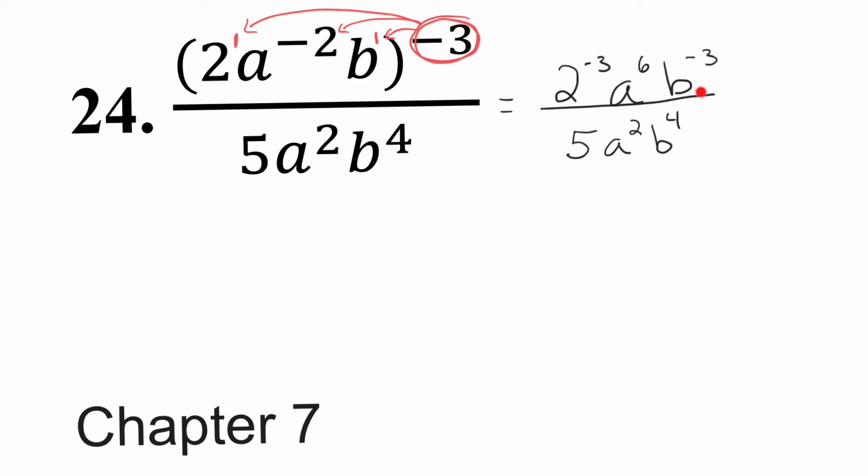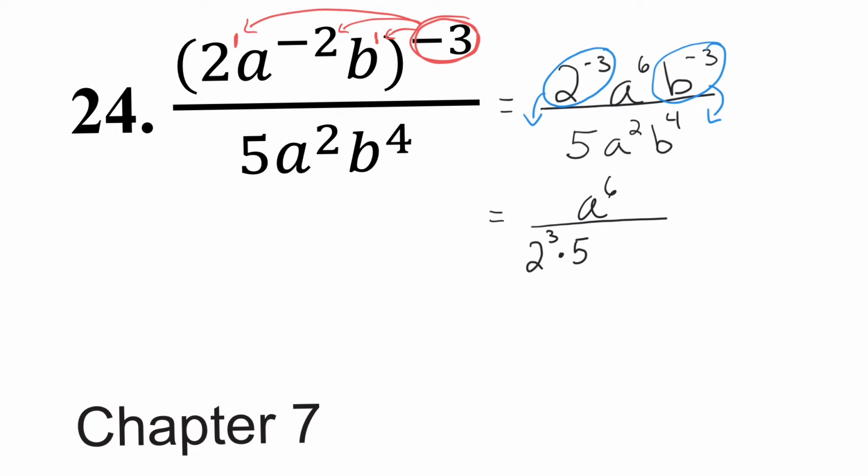We don't have parentheses anymore, but let's go ahead and move the bases with the negative exponent to the other side of the fraction. So that 2 to the negative 3 will go to the bottom, and the b to the negative 3 will also go to the bottom. Anything that has a positive exponent stays where it is. So the a to the 6 on the top stays on the top. The 2 goes to the bottom, exponent of 3, and you will multiply by the 5.